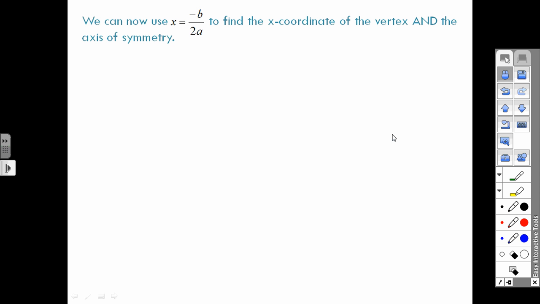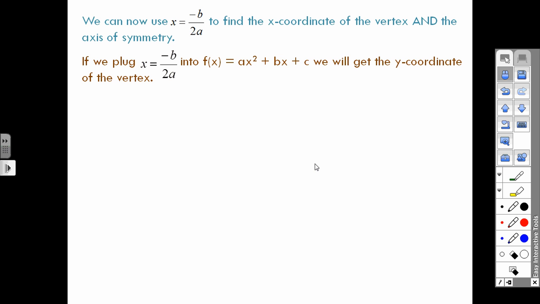Anyway, if we use this to find the x-coordinate of our vertex and the axis of symmetry, this can be very helpful. Remember that the vertex goes through the axis of symmetry, so they'll have the same number. So if we plug negative b over 2a into this function, we can get the y-coordinate of our vertex. We're going to come up with an actual formula to figure out the y-coordinate of our vertex. Yes, I know you could just get x equals 2, plug 2 in and calculate it out. But sometimes we don't want to actually figure out the x-coordinate. We just want the y-coordinate. So that's why this is going to be useful.